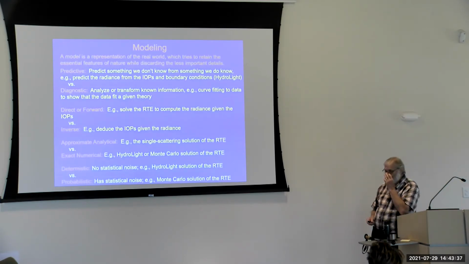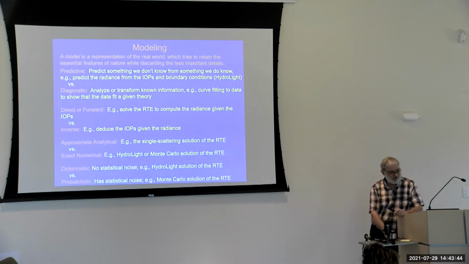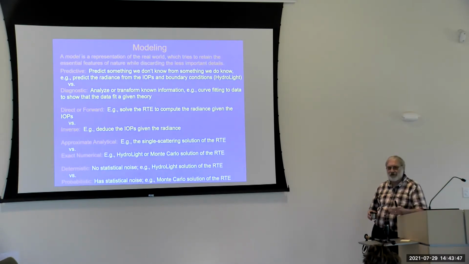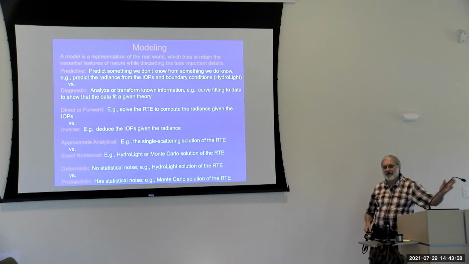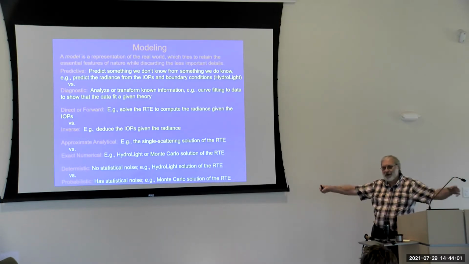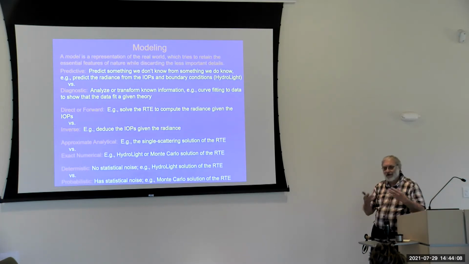Then there's all kinds of models. So a model is just a representation of the real world that tries to maintain or keep the essential features of what's going on in nature, but get rid of the less important details. So that could be a physical model. If I wanted to model tides in Harpswell Sound, I could actually build me maybe a model of the coast of Maine, the size of this room, and I'd have water sloshing back and forth and all of that. And it would be a physical model of tides in Harpswell Sound.